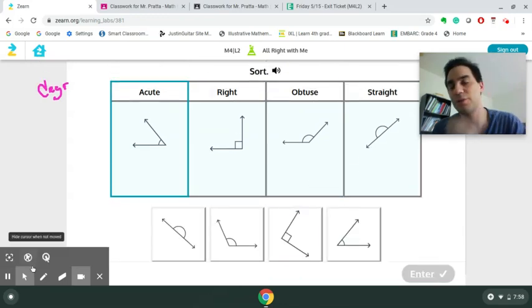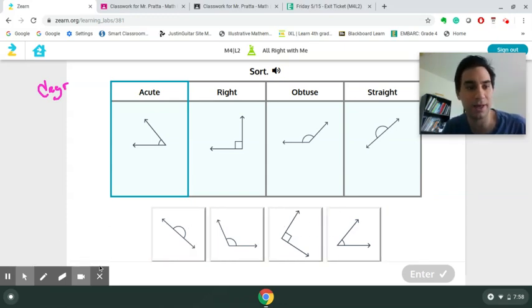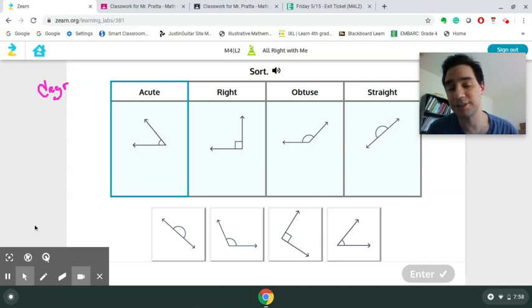Try this one on your own. I want you to pause the video, classify each of your options down here, and then press enter, see if you're correct, and check your work. I'll see you in a second.